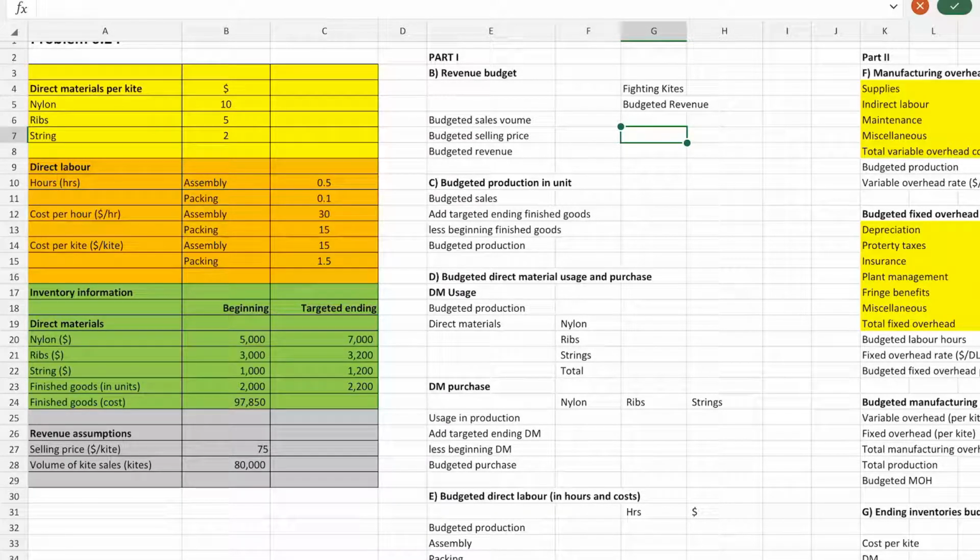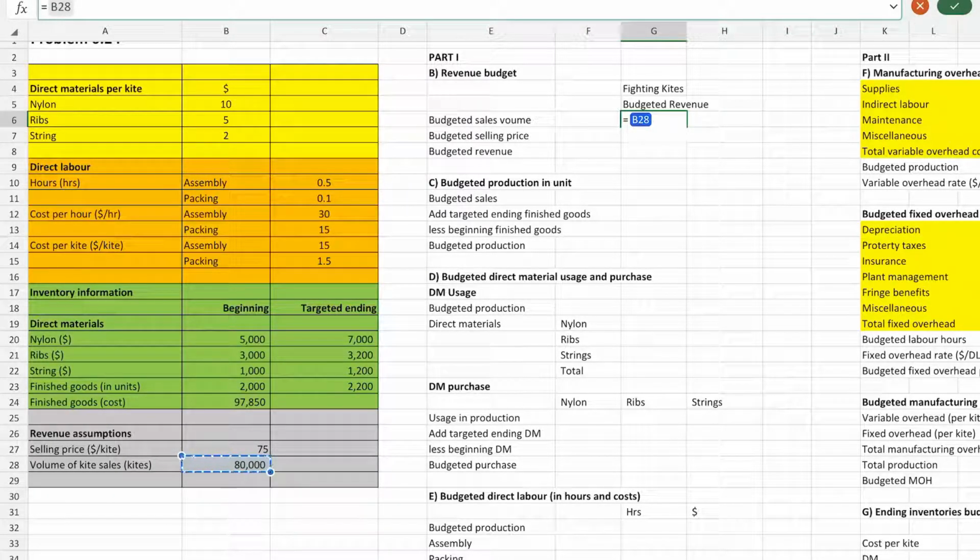Now let's go to part B, prepare a revenue budget. The company is named Fighting Kites, and this is the budgeted revenue. Remember that in the lectures, when we prepare the sales budget or the revenue budget, we need the sales volume and the sales price. So here we have the budgeted sales volume. We come back to the revenue assumption, which is here.